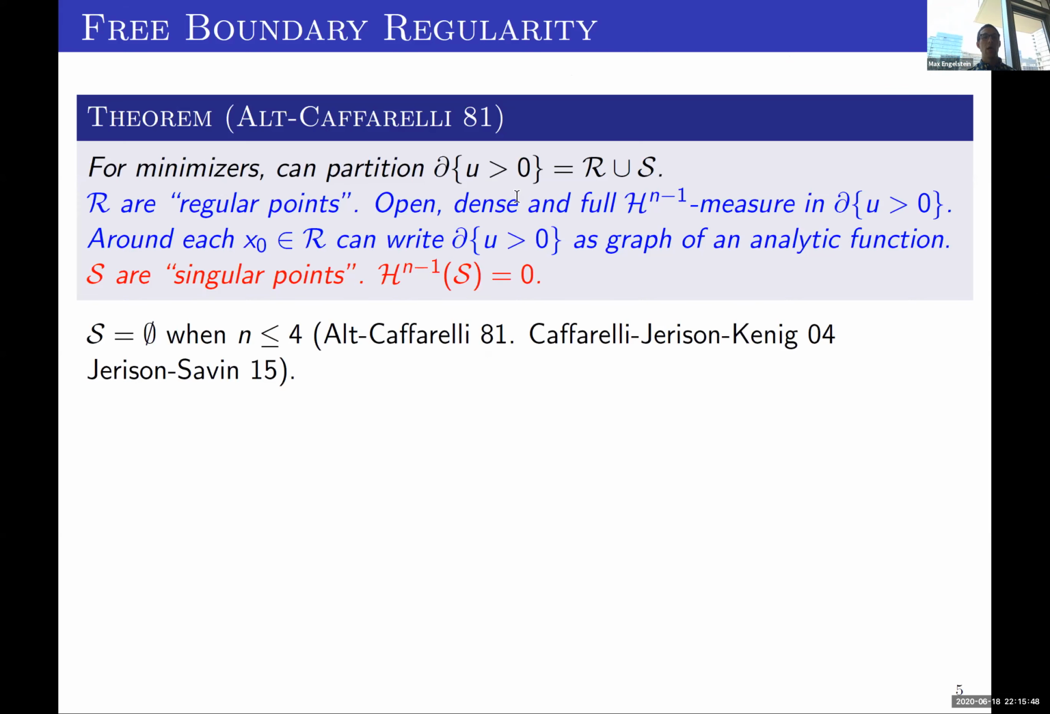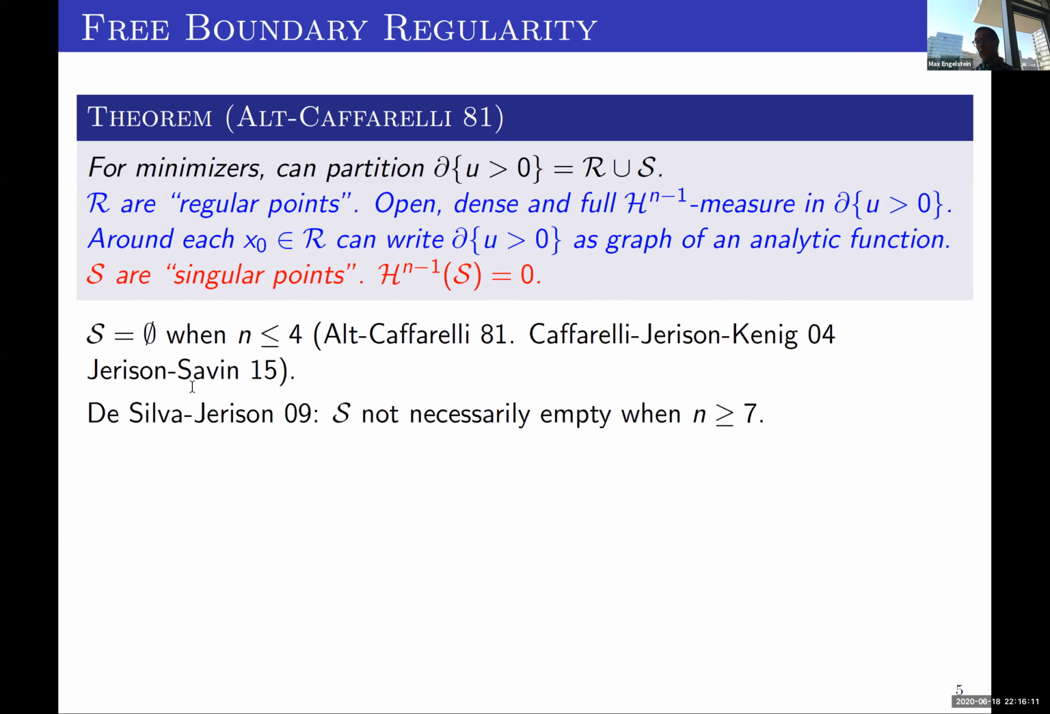Okay, great. We've learned more things about the singular points as time has moved on. For example, we know that the singular set is empty when the ambient dimension is less than 4. This is a combination of results. Alt and Caffarelli showed it was empty when n is 2, Caffarelli-Jerison-Kenig when n is 3, and then Jerison-Savin when n is 4. But De Silva and Jerison showed that the singular set is not necessarily empty when n is greater than or equal to 7. They produced minimizers that have singular points. And we'll talk more about those minimizers later. They're quite important.